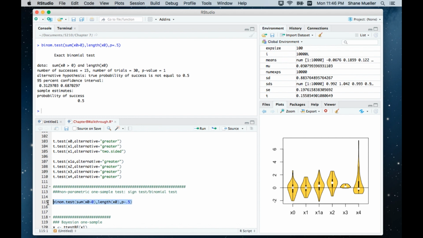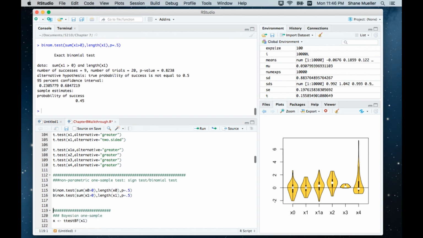But I could do this for each of them, and certainly if you're going to do this a lot, you're probably going to want to download a package that has the sign test in it, because I don't have to do this summing and length. I can just give it the values and it will do the test for me automatically. So if I do, let's see, x1, we did that.